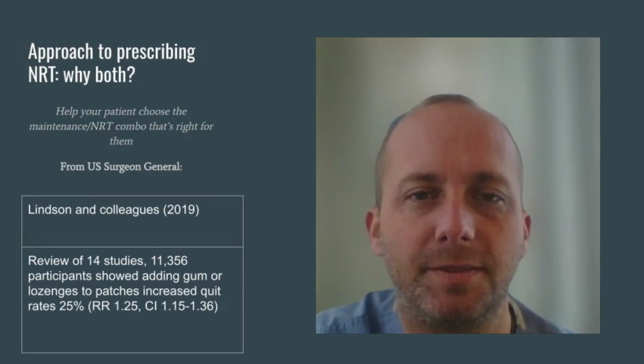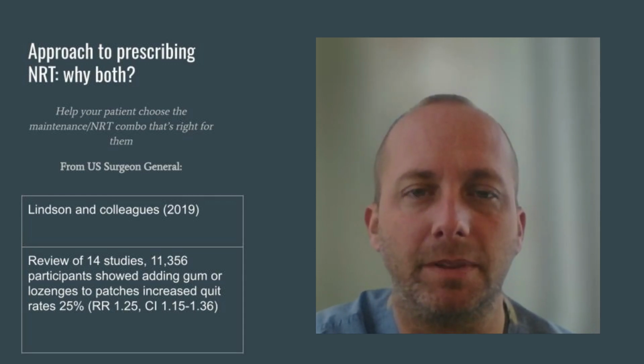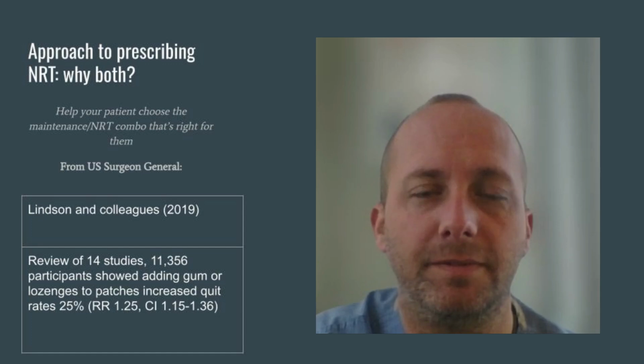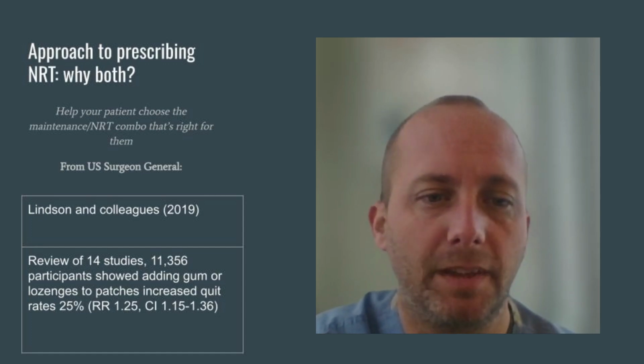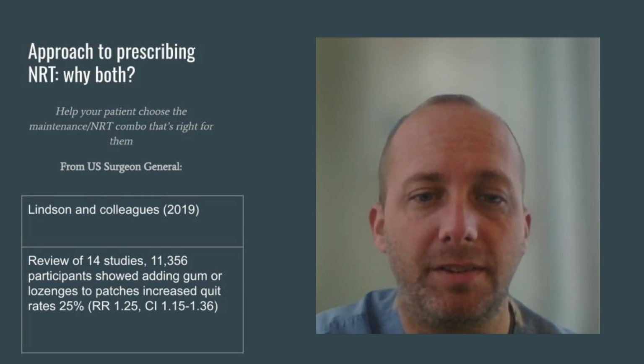What a lot of these guidelines also allude to is not just the maintenance or controller bucket, like I was mentioning, varenicline, nicotine patches, or bupropion, but also adding something PRN for breakthrough craving. This is usually going to be the gum or the lozenge, sometimes nasal spray. There are a few studies on your screen here that show the increased efficacy of adding something PRN for breakthrough craving. For example, a review in 2019 looked at 14 studies with over 11,000 participants. You add the gum or lozenge to patches, and you get increased quit rates of 25%, or a relative risk of 1.25.